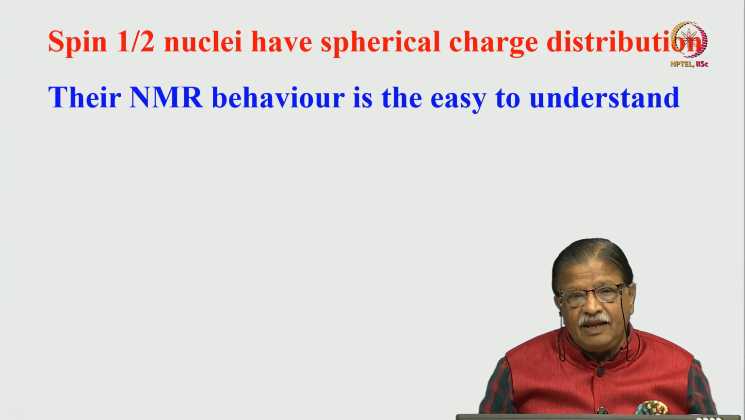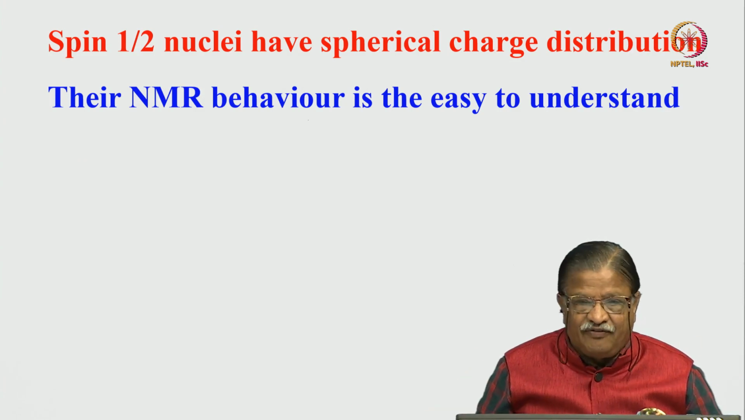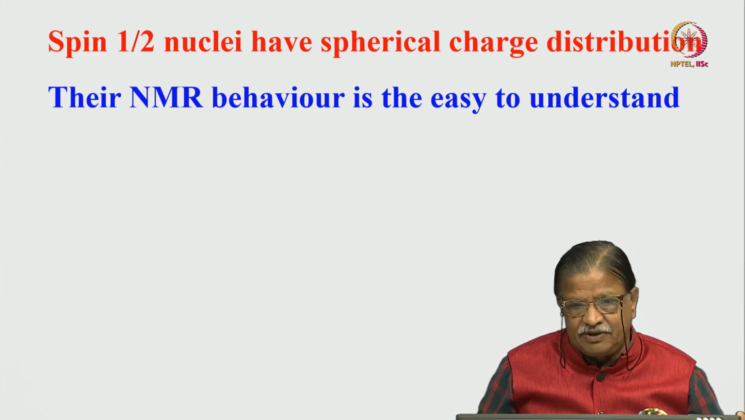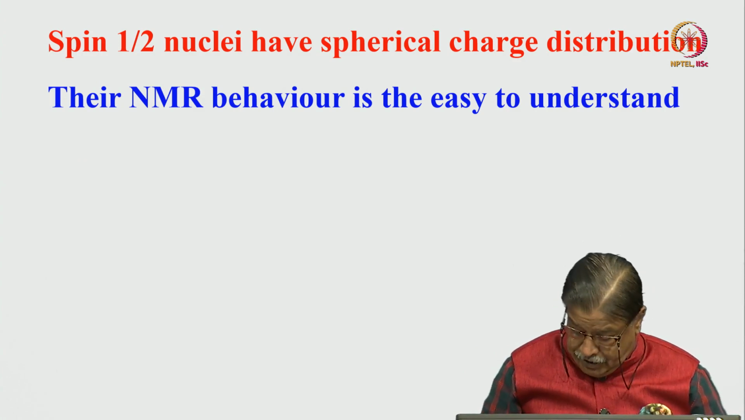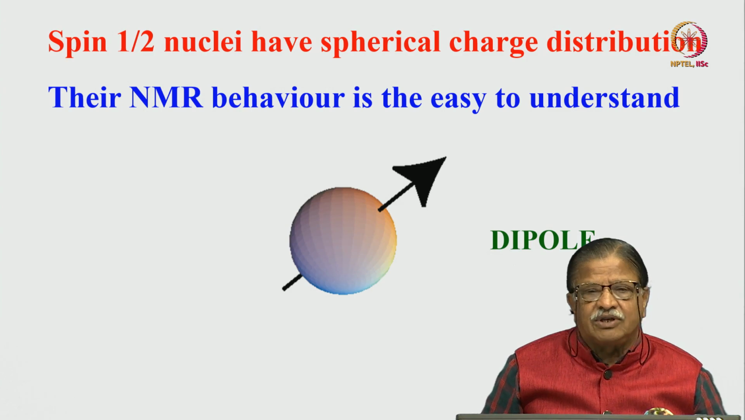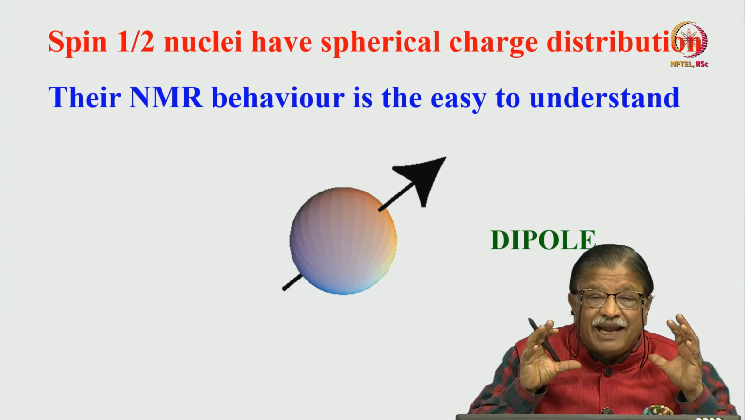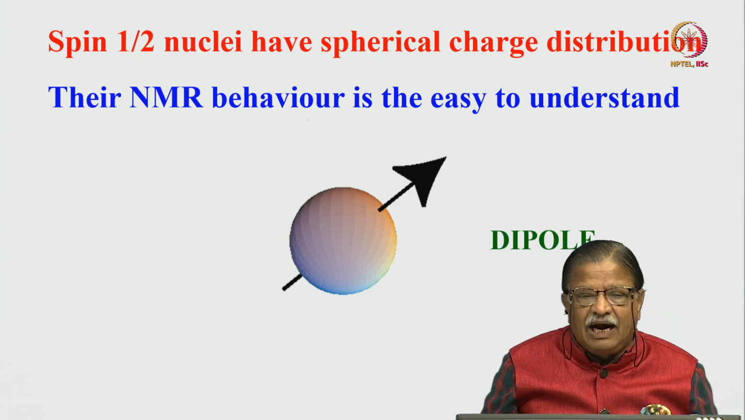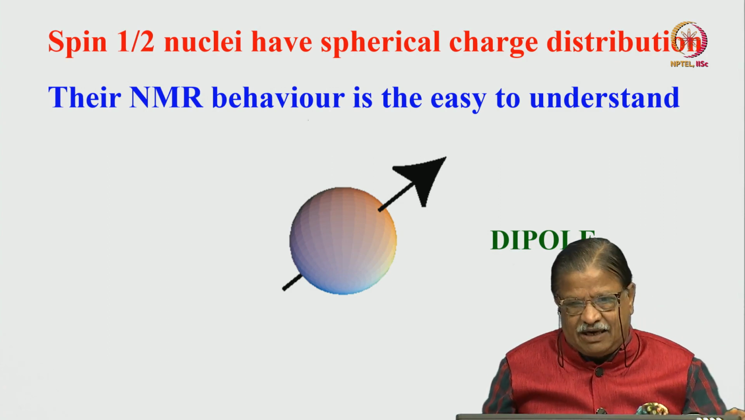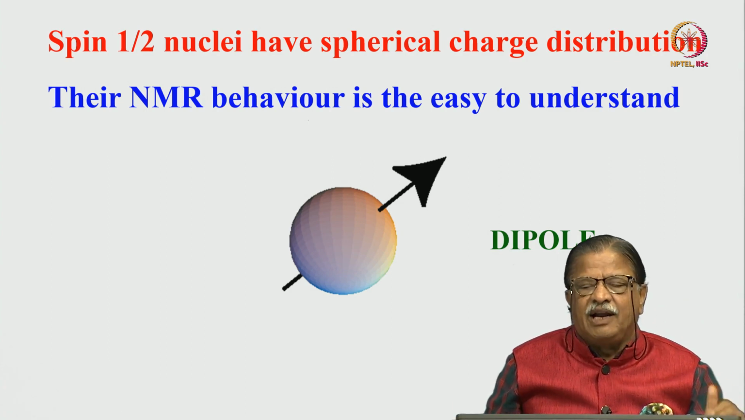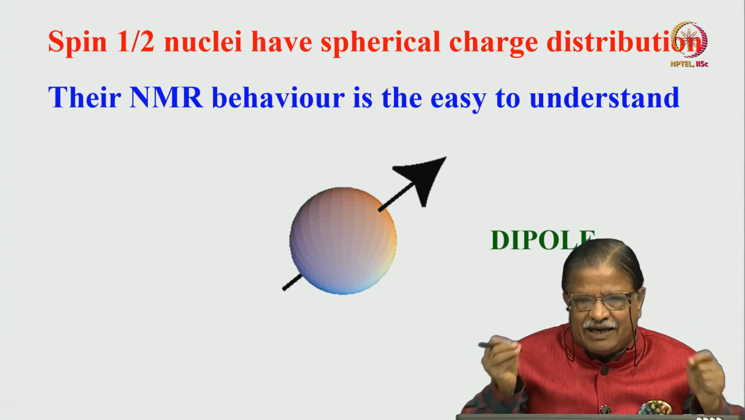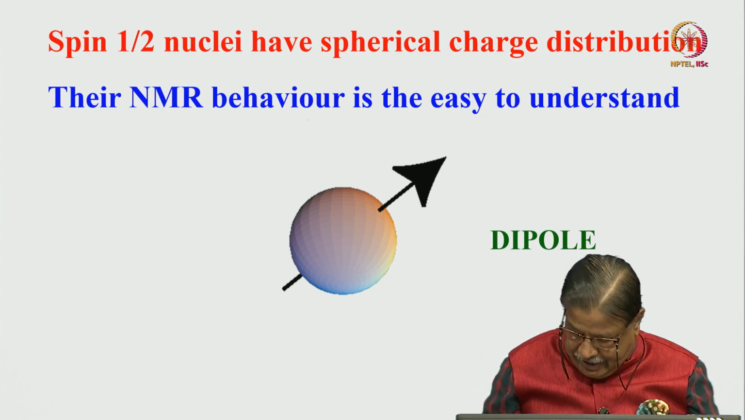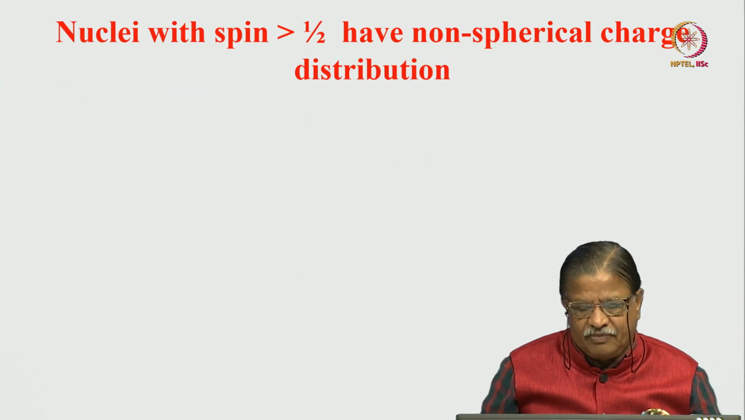Now we have half integer spins and spin 0. Let us see spin half nuclei. Spin half nuclei have a charge distribution which is spherical in shape, and their behavior is easy to understand. We call such spin half nuclei a dipole, as if it has two poles of a magnet. It can be treated like a tiny magnet. So they are called dipoles.